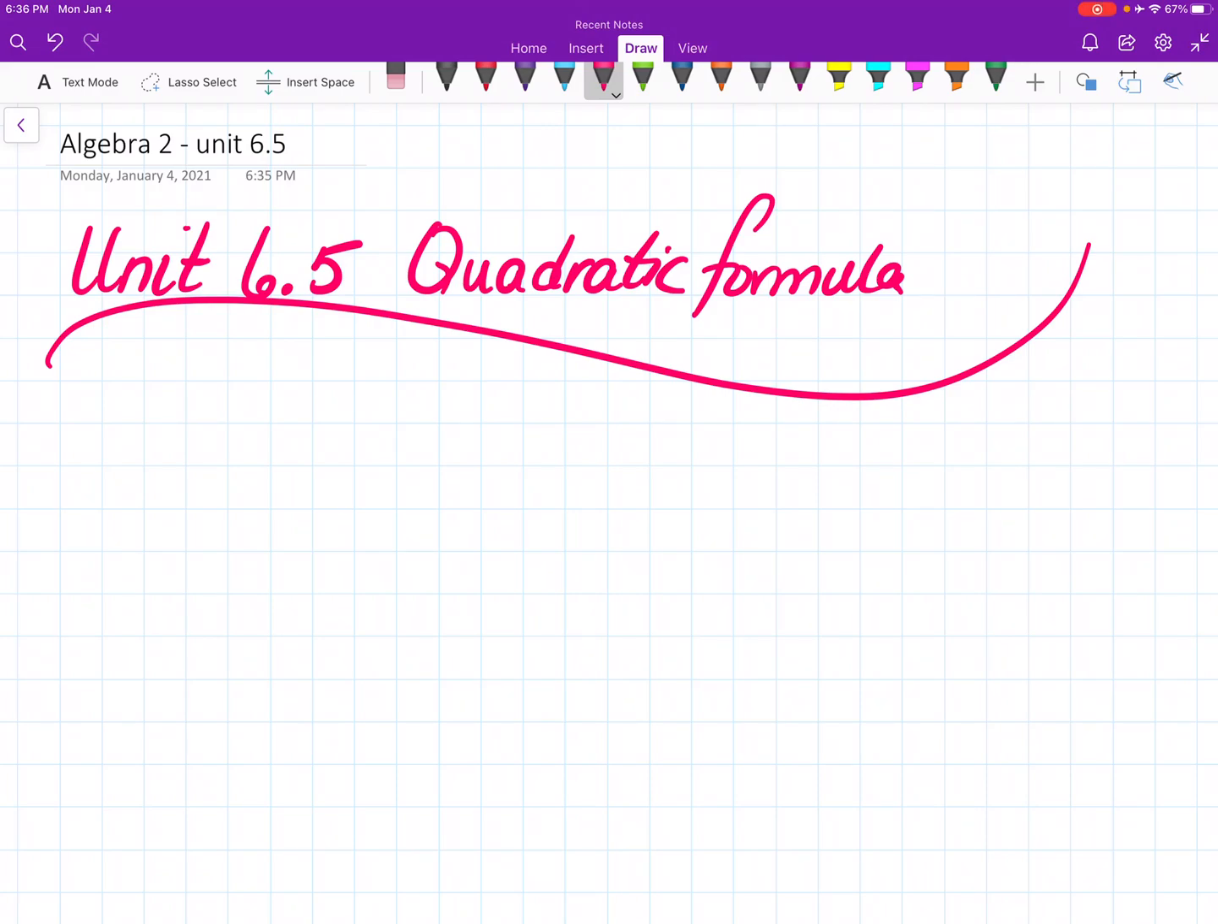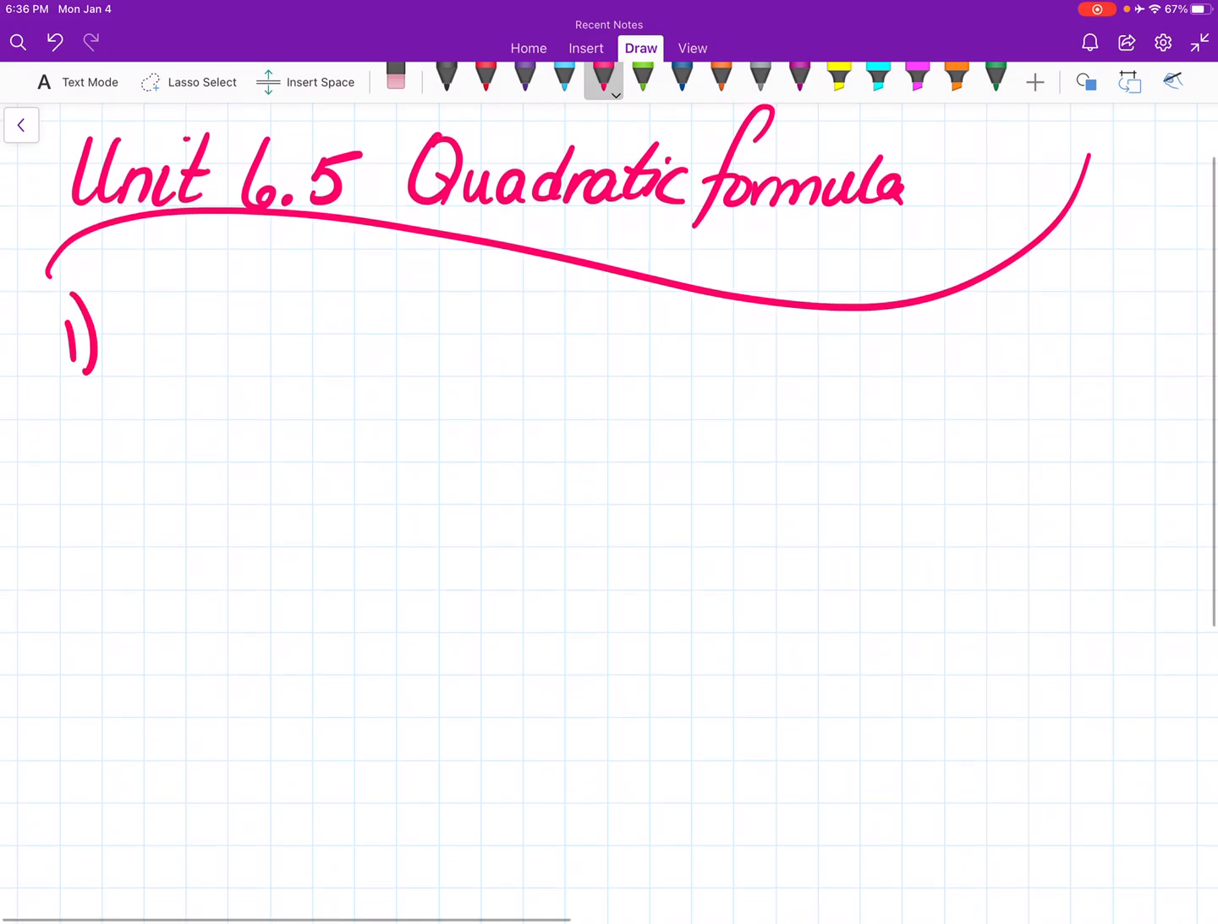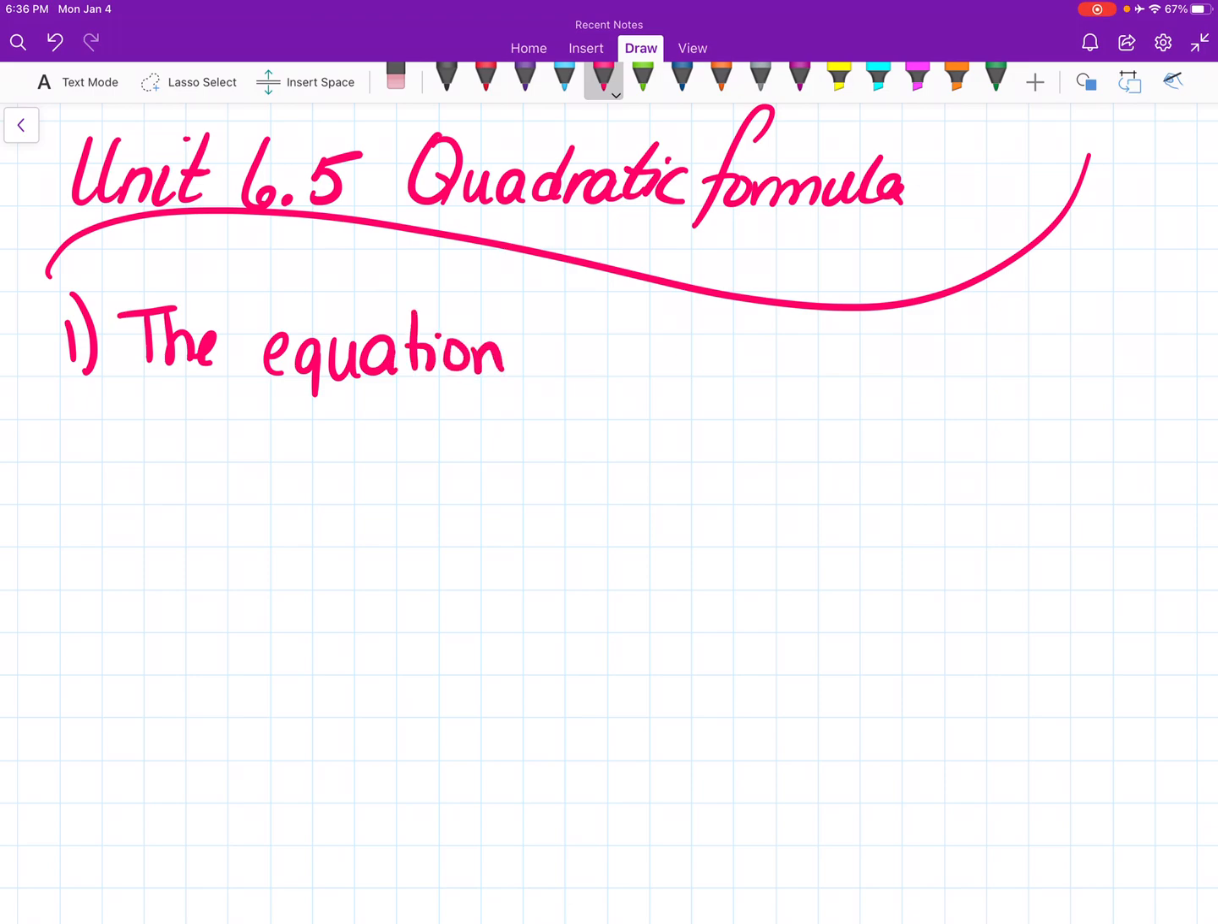Okay, we're going to work with the quadratic formula. Most people are pretty familiar with the quadratic formula, and we did this in its entirety in Algebra 1, so it's more a review. Couple things to remember. When using the quadratic formula, the equation must equal 0. So make sure the equation is equal to 0 before you start identifying your A, B, and C.